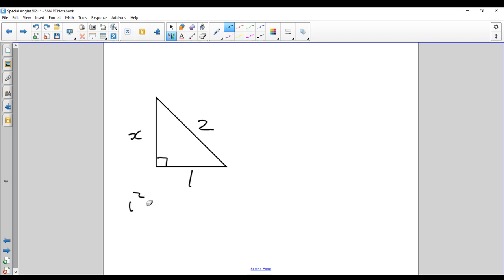So 1 squared plus x squared is equal to 2 squared. Can we all agree on that? That's what Pythagoras' theorem says. These are the 2 shorter sides. That's the hypotenuse. So that squared plus that squared is equal to that squared.